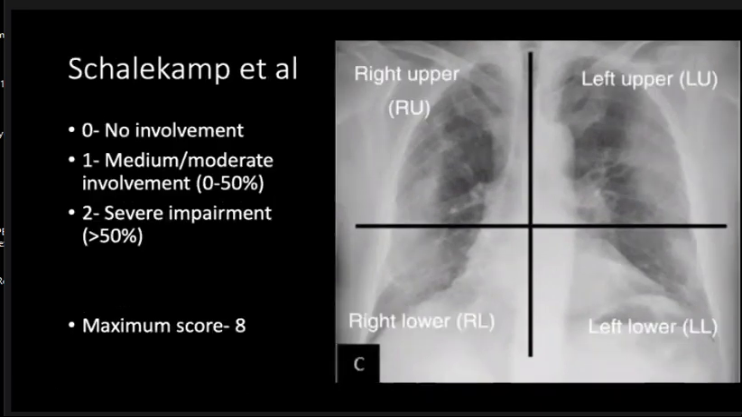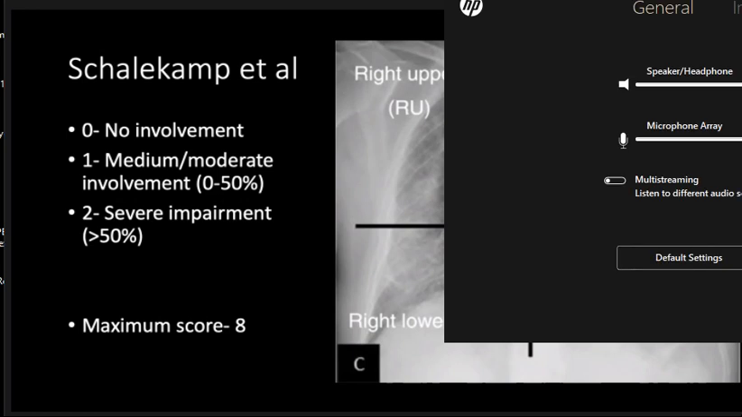So the next grading method is used by Schalekamp et al. This divides the thorax into 4 quadrants. Each quadrant is assigned a score of 0 to 2 with a maximum score of 8. And in this study, they found that scores averaging 4.4 plus or minus 0.9 and bilateral involvement were associated with critical illness.